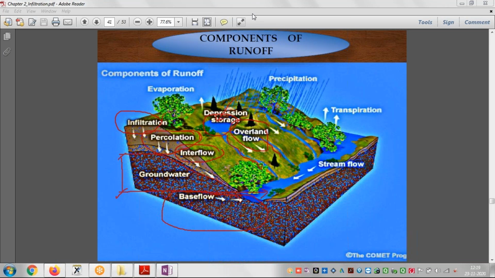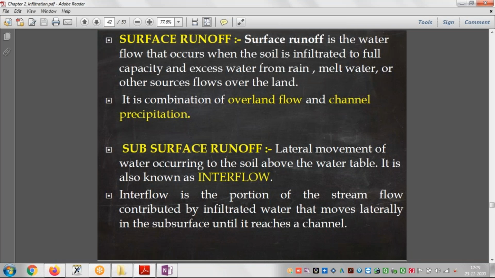Now, if it is clear to you, then I will come to the next slide. Surface runoff. I have already explained to you what surface runoff is.